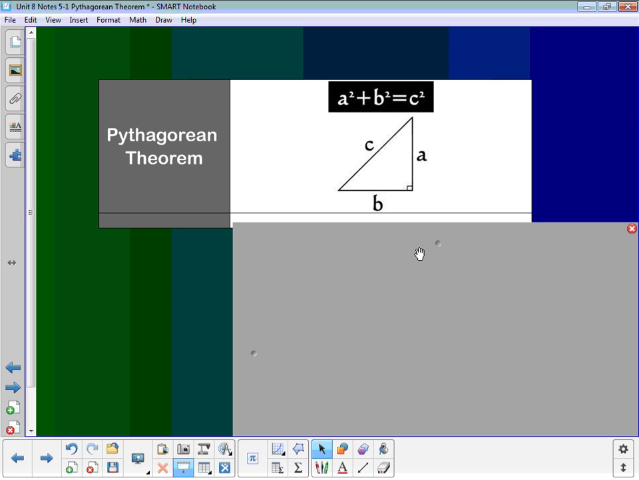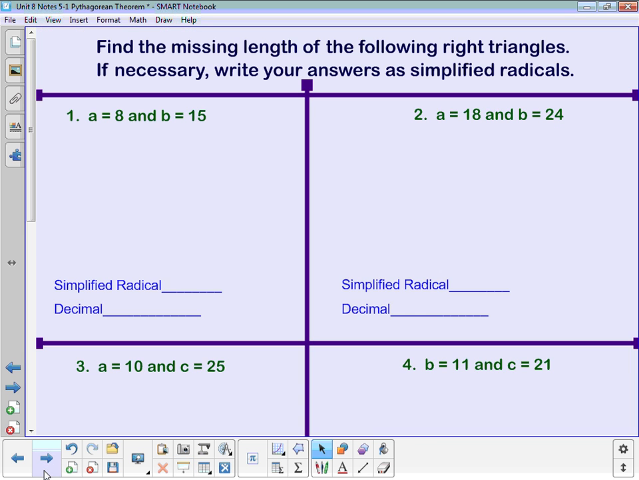So we're going to be using this theorem to calculate missing values of sides of a triangle. All right, so let's take a look at what some of these look like. Now, when we're going through these today, I want two things from you. I want you to write it as a simplified radical, but I also want you to give me the decimal approximation. Okay, so I actually want both answers on your homework and on this note sheet as well.